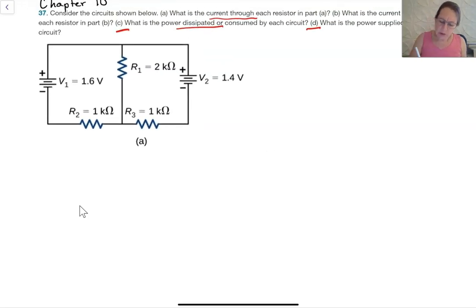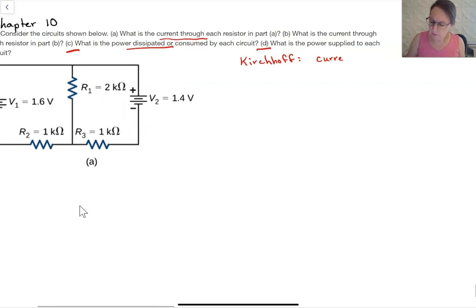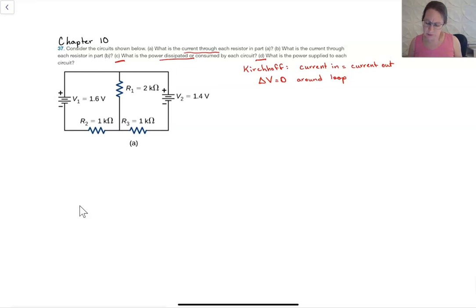Kirchhoff's laws say that current in equals current out, and the change in voltage if we go around a loop is equal to 0. So these are going to be the two guiding principles for what we do for this problem.